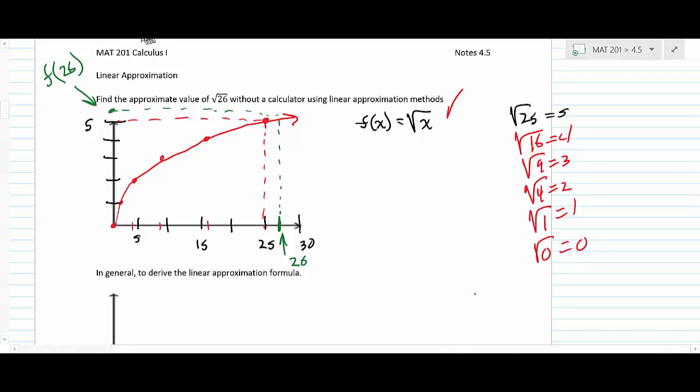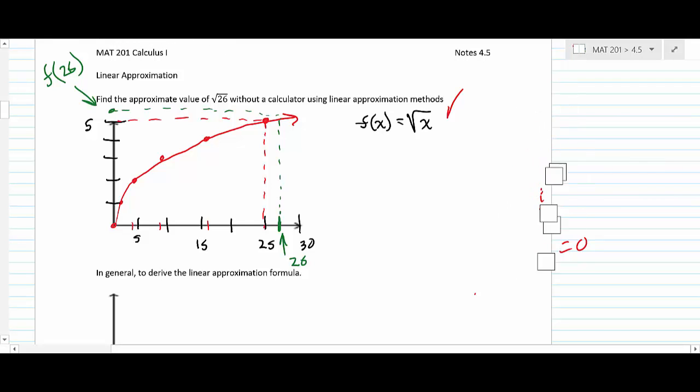So the idea, and I'm going to show you how this goes, I'm going to give you the formula and kind of show you how this goes. So the linear approximation, you want to write down the formula.